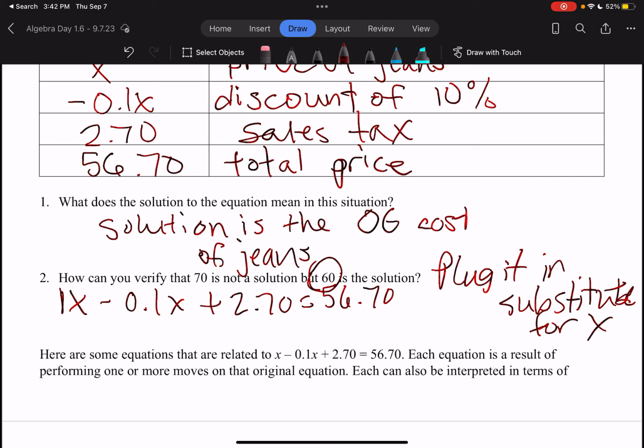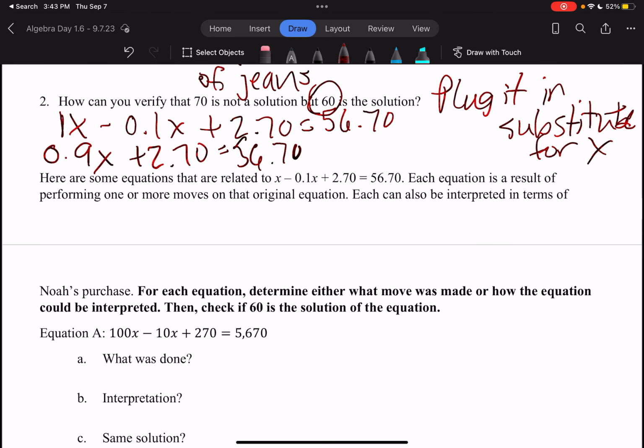So 1 minus 0.1 is going to be 0.9x plus 2.70 equals 56.70. That makes it just a little bit easier. So you can use your calculator, you can do it however you want, but if you do 0.9 times 60, which it says is the solution, you get 54 plus 2.70 is 56.70. So we can verify that that is the solution.